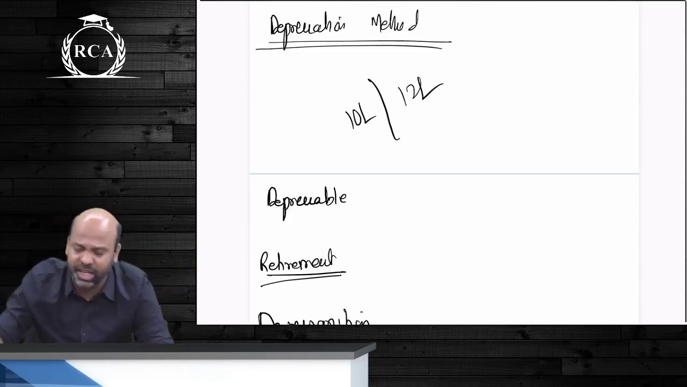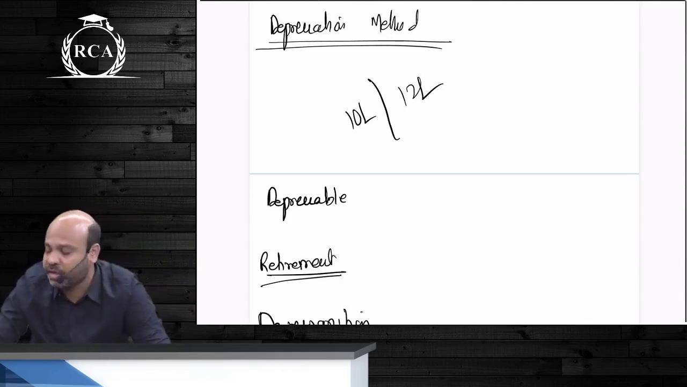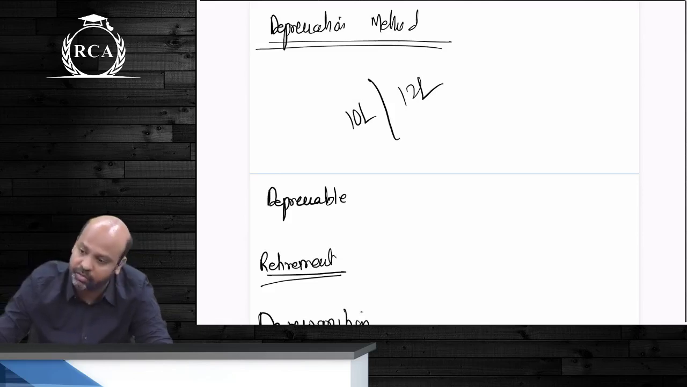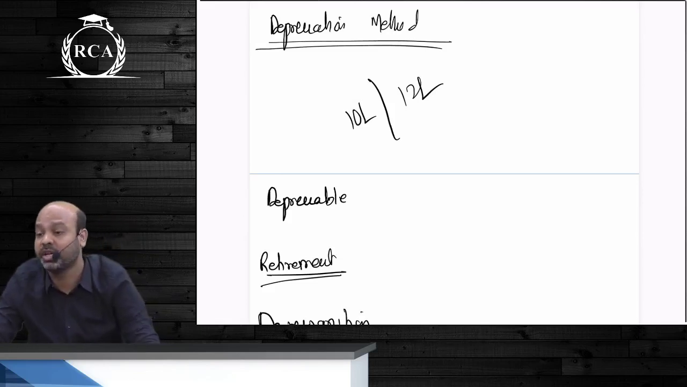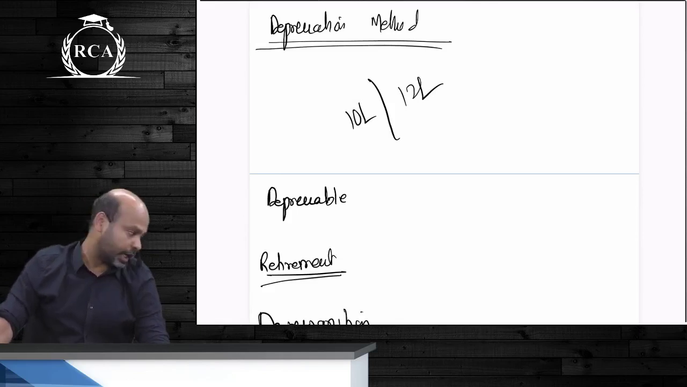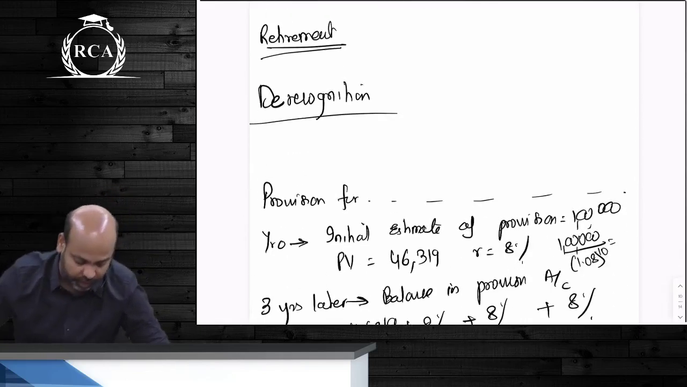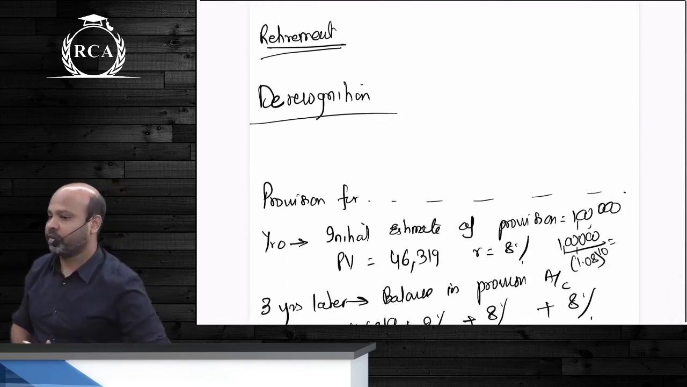If there's any change in depreciation method, any change in useful life, or any change in residual value of the asset, all of them are considered as change in accounting estimates. Will you account for them prospectively or retrospectively? Prospectively, guys. Are we clear?